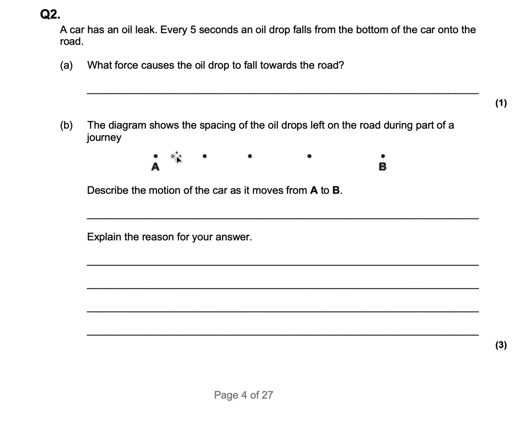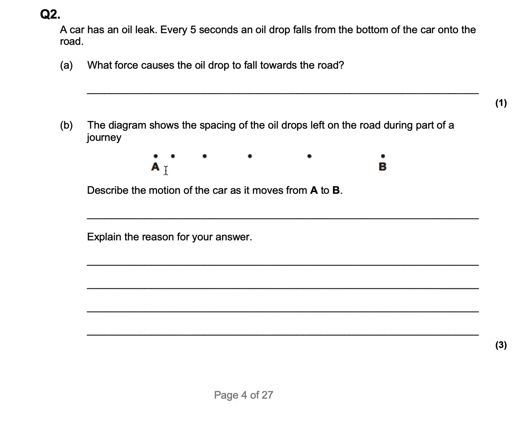The thing we can notice is that the dots start off at A being close together and they get further apart. Because it's every 5 seconds, in the same amount of time between each drop it's travelling a greater distance. So the speed is actually increasing. Over here it's travelled a greater distance in 5 seconds, so it's gone faster than in the 5 seconds at the start. So our keyword is that it is accelerating because the speed is increasing. If you put speed or velocity is increasing, you'd still get the mark.